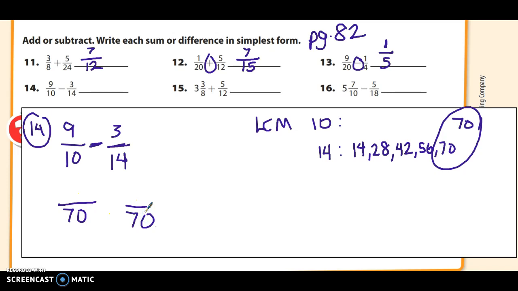And then you just have to ask yourself, it's not magic that you get from 10 to 70, it's multiplication. So how did I get from 10 to 70? I multiplied by 7. So everything in that term needs to get multiplied by 7. 10 times 7 is 70. 9 times 7 is 63. And then how many times do I multiply 14 to get to 70? It's the fifth multiple, watch. That's the first multiple, second, third, fourth, fifth. That means I multiplied it by 5. So you multiply this by 5. 14 times 5 is 70. 3 times 5 is 15.